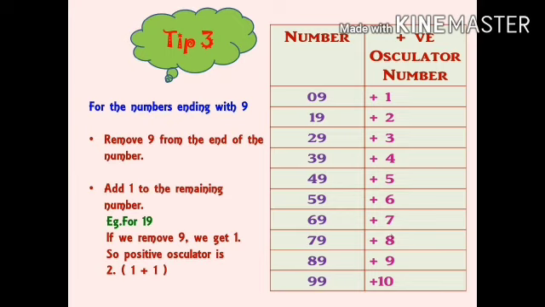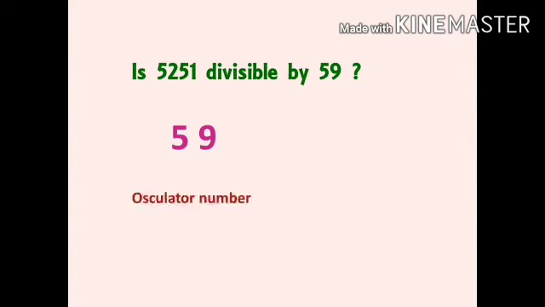So let's solve a problem using this example. Is 5251 divisible by 59? First we have to find the oscillator number for 59. Since this number ends with 9, use the positive oscillation method. So for the oscillator number, just remove 9. The remaining number is 5. Then add 1 with that 5. So we will get 6. So the oscillator number for 59 is plus 6.